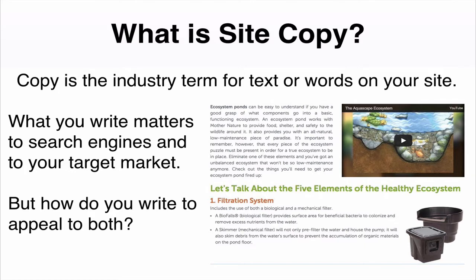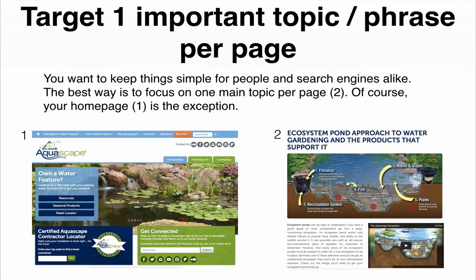By now, you should already know who your target market is and what they want. You should also have a pretty good idea of the personality you want to convey through your writing. But how do you write to appeal to your target market and search engines? First, target one important topic or phrase per page. You want to keep things simple for people and search engines alike, because search engines want to know exactly what a page is about, and if you try to cover too many topics on one page, it won't really know how to index that page.